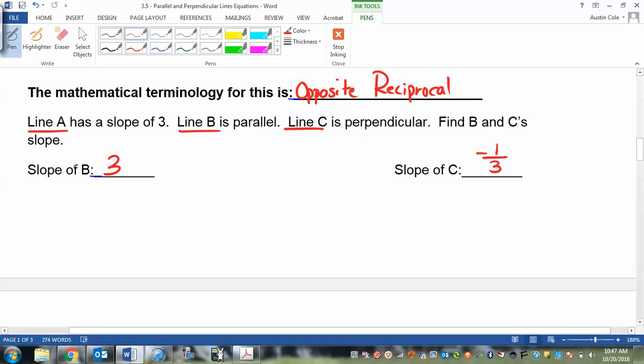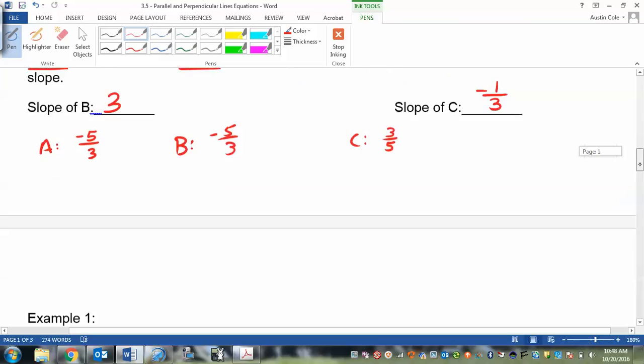We're going to do another one there. You guys can just watch this if you want. Well, let's say line A had a slope of negative 5/3. Okay, and line A and B are parallel, so what's the slope of line B going to be? Negative 5/3. And A and C are perpendicular. 3 over 5. Positive, since this is negative, it's going to be positive 3/5. Questions, comments, concerns? No. Okay, you guys seem to be doing okay here.